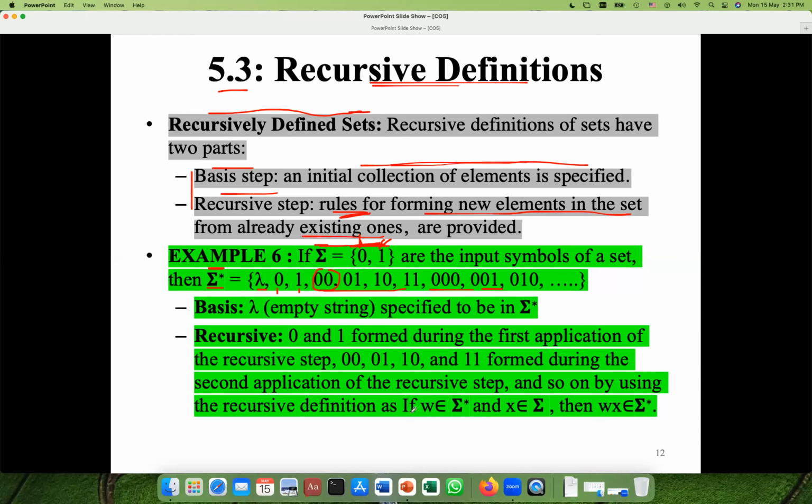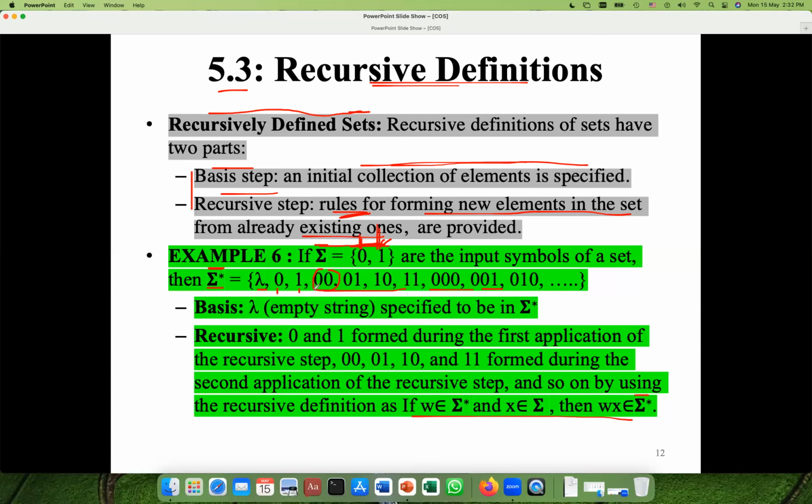So here, there is something written which is recursive. The recursive definition here is: W belongs to sigma star, so you know that these are string words. If W belongs to sigma star and X belongs to sigma, X is the character, then you can combine this W with any X, and you will have a new word that would belong to this sigma star.